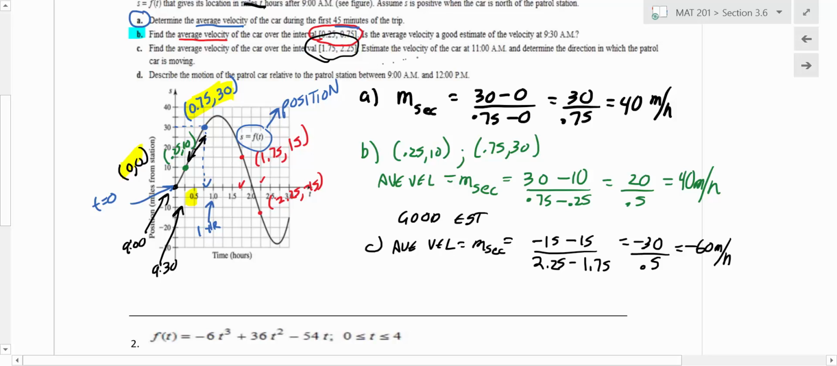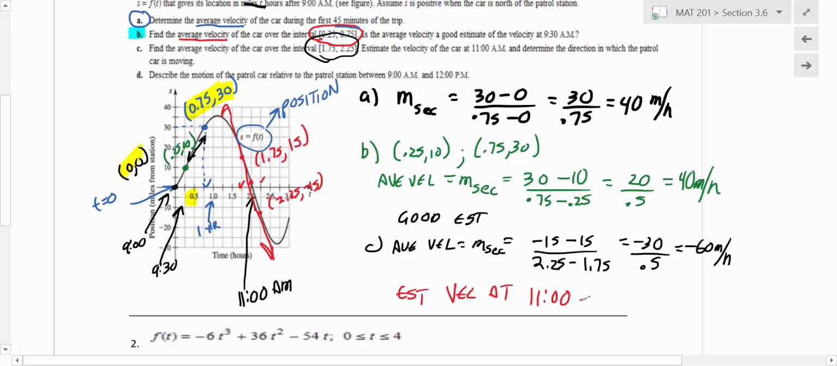If you were going to estimate the velocity at 11 a.m., well, it starts at 9, and 2 hours later would be 11 a.m. What we just did is find the slope of that secant line. Does the slope of the tangent line look any different to you? No. So to me, a good estimate, you would probably estimate the actual velocity at 11 a.m.